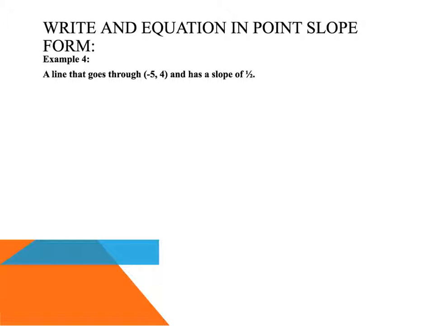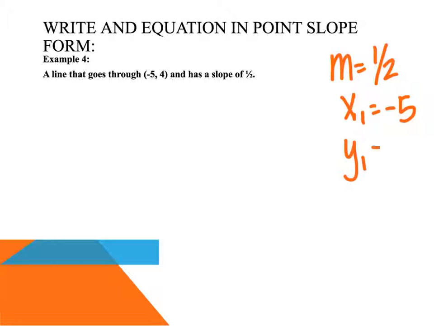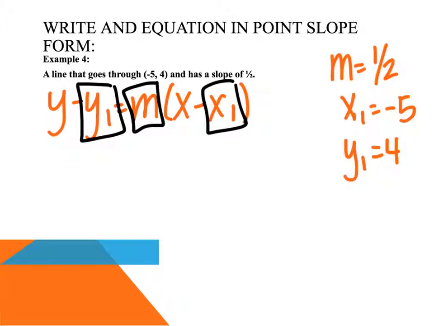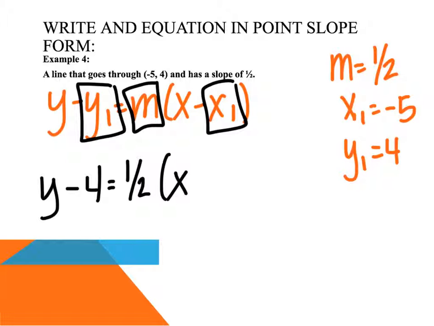Try example 4 on your own. Unpause the video when you're ready to check. Again, m is 1/2, x1 is negative 5, y1 is 4, so y minus y1 equals m times x minus x1. If I fill in my three places, I figure out y minus 4 equals 1/2 times x plus 5 would be the correct equation.